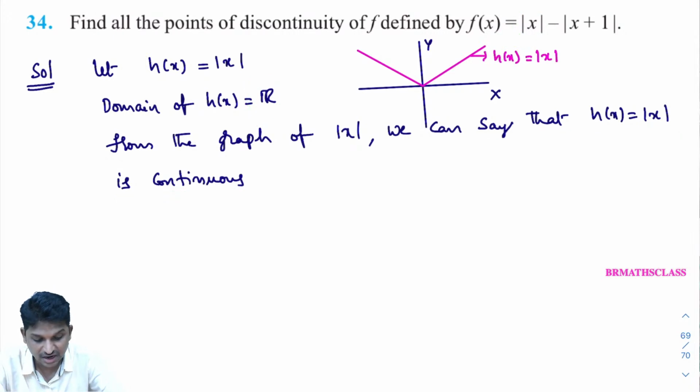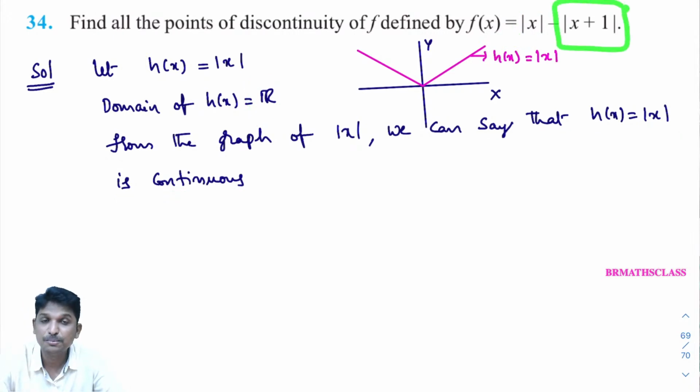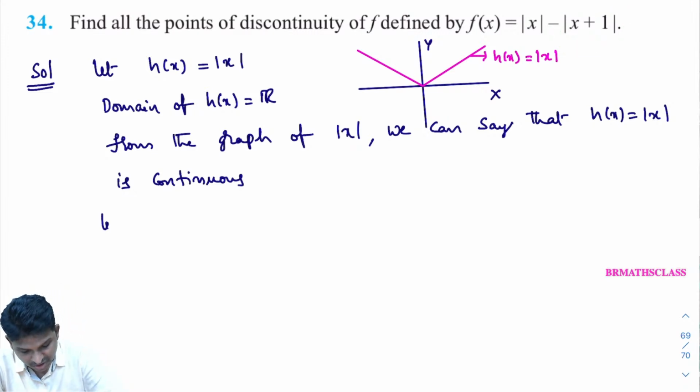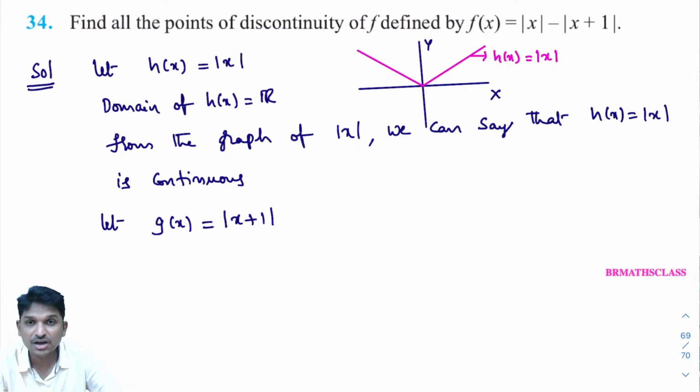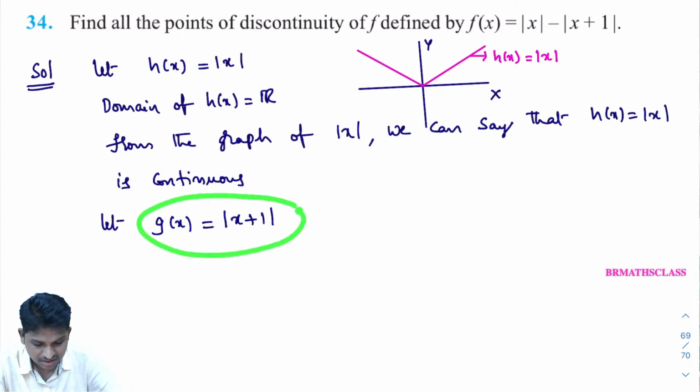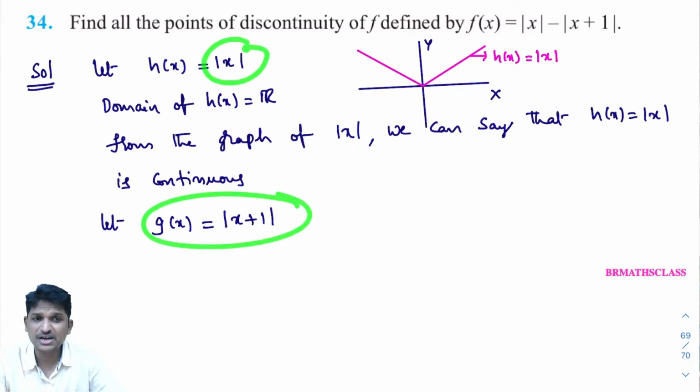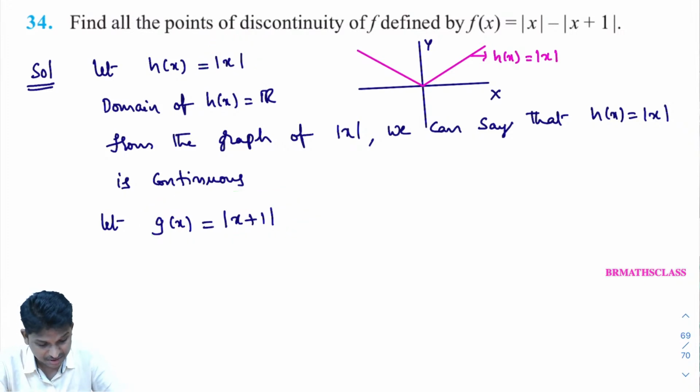Now I'll draw the graph of modulus of x plus 1. Actually this is not a standard graph, but with the help of graphical transformation you can easily draw the graph of modulus of x plus 1. I'll tell you how to draw that graph. Now I'll take g of x. g of x is modulus of x plus 1. Okay, now I want to draw the graph of this one. Modulus of x plus 1 and mod x look similar, but a little bit of difference is there. What is that little bit of difference?